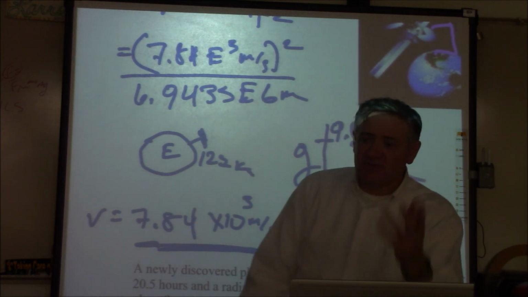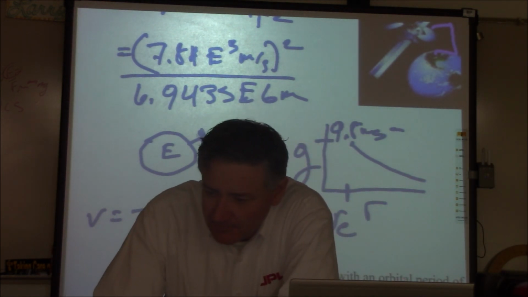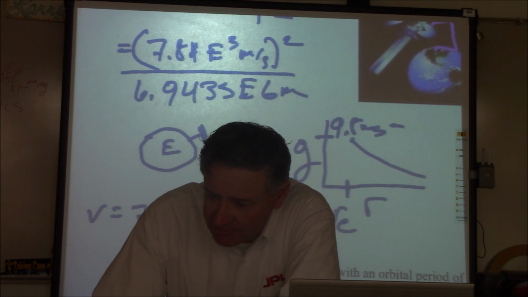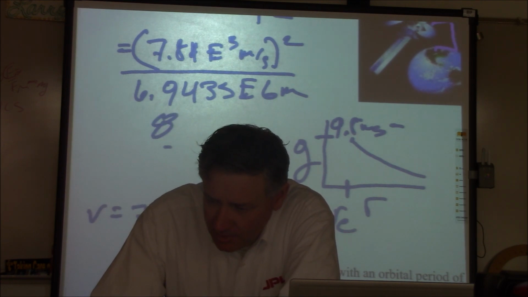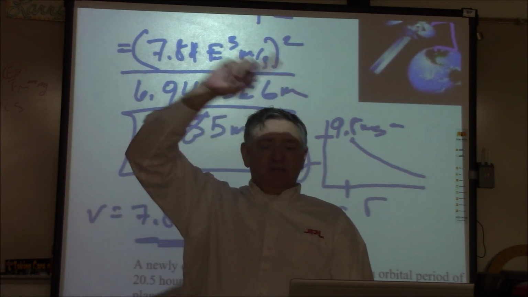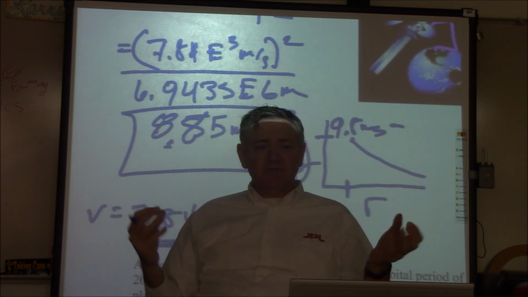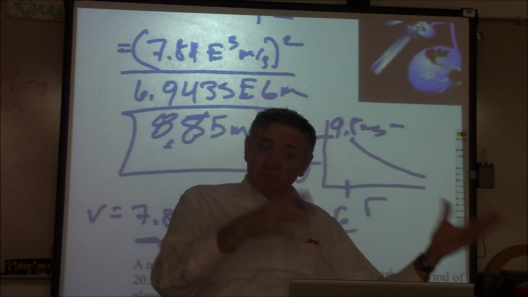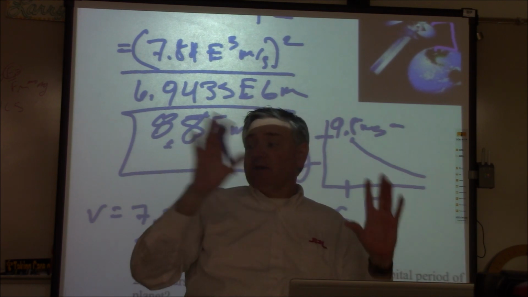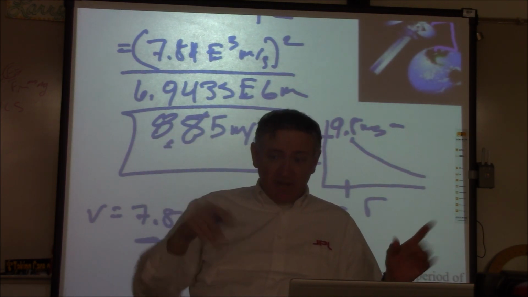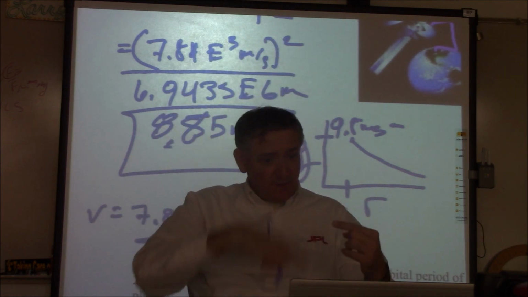So what did you get for your centripetal acceleration? 8.85. All right, I like that number. So we get 8.85 meters per second squared. What that means is if you're this satellite and you're going around, that's the centripetal acceleration that you are going to experience, which is a little bit less than 9.8 meters per second squared. Notice this isn't zero by any means. You're still under the influence of the Earth's gravity.